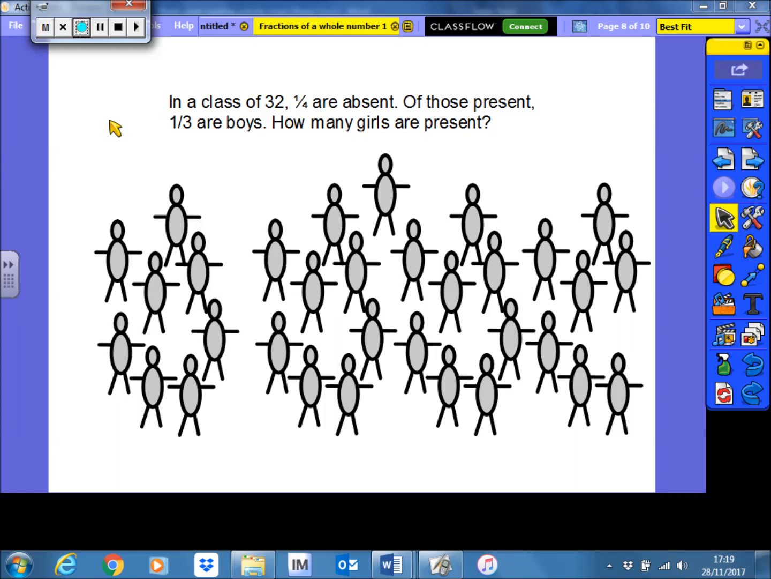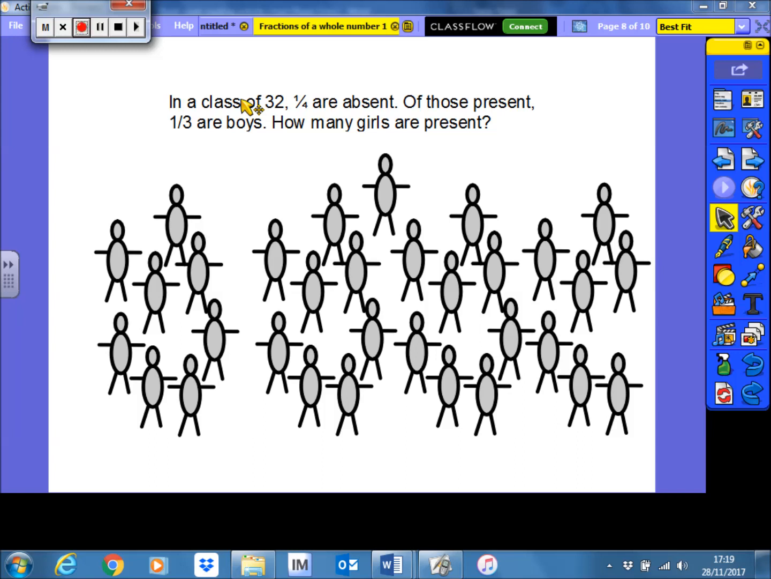So when it comes to word problems like this, interpretation is everything. It is all about reading the question carefully and making sure you understand what it's asking you. So your maths can be spot on. You can be a really, really good mathematician. But if you can't read and understand the question, then that's going to trip you up.